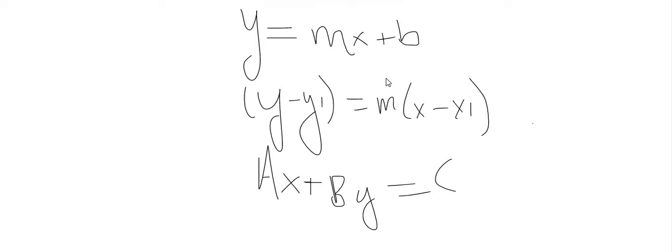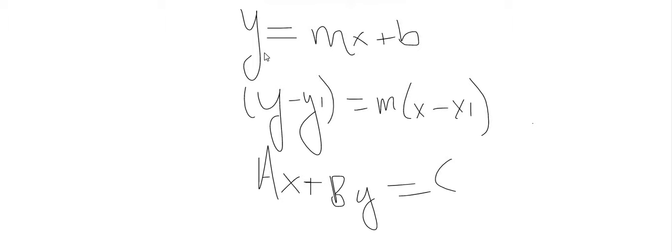Hi guys, in this video we are going to learn the three types of linear equations and how to move between them. So the first linear equation we have is the slope-intercept form, and we've used this in previous videos and we've seen it before. So the slope-intercept form starts with y equals mx plus b.